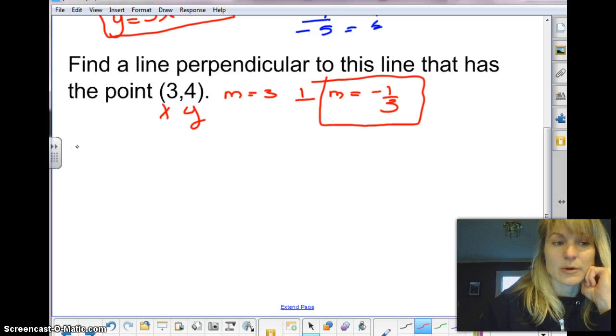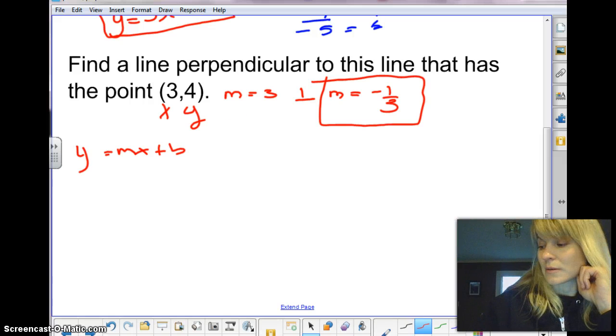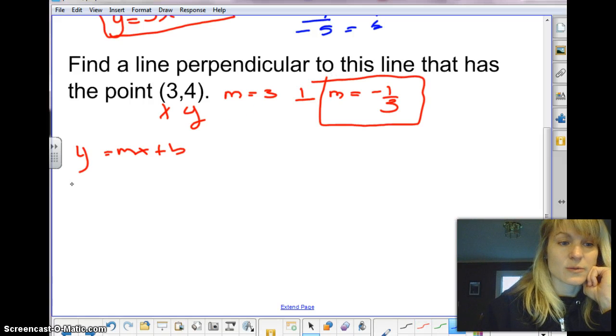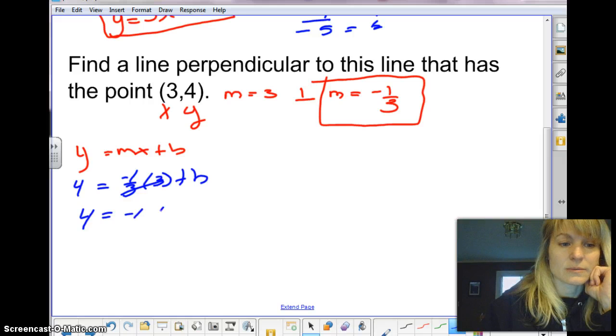So then I have the same approach. y equals mx plus b. Plug in what you know. I know my y here is 4. I know my m here is negative 1/3. I know my x is 3, and then I want to find b. Okay? So I have 4 equals, and then negative 1/3 times 3. That just gives me negative 1. And so then I'll just add that over, and I'll know that b is 5.